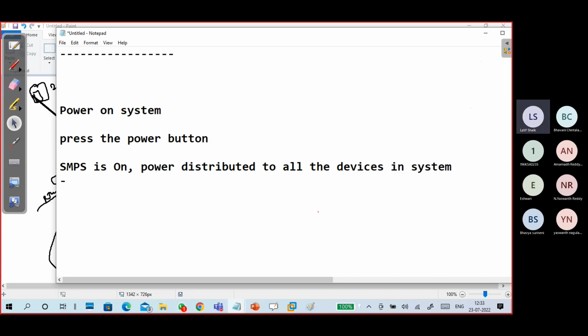Actually, it goes to the motherboard, hard disk, CD-ROM, CD or DVD if it is there, keyboard, mouse. They are connected. Okay, all the devices, all the motherboard connected devices.